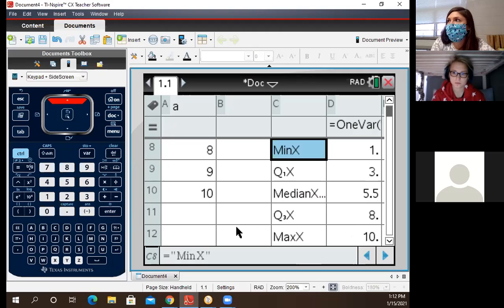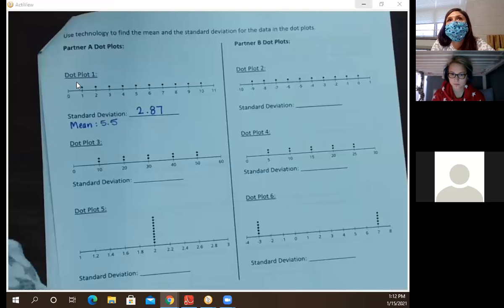Questions for me so far? Okay, so I'm going to put my calculator away for just a second. So the 2 key pieces of information I wanted for this particular problem were the mean and the standard deviation.